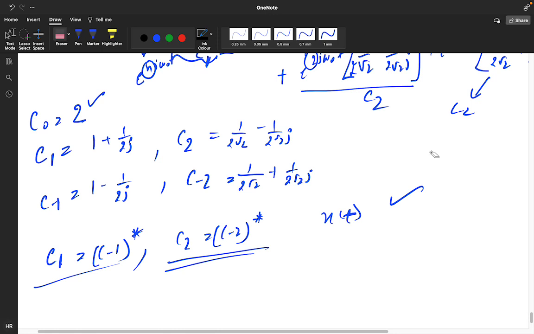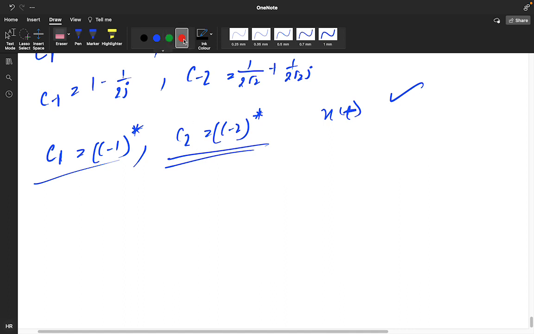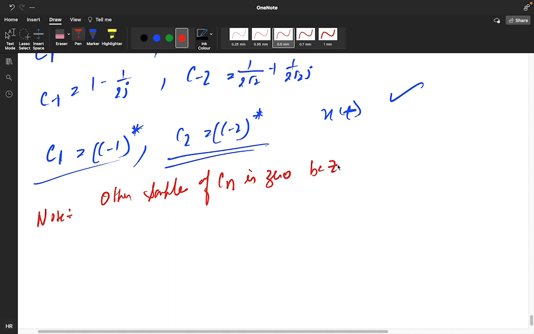So here you can note it down. Other samples of Cn are 0, because other harmonics are not present.